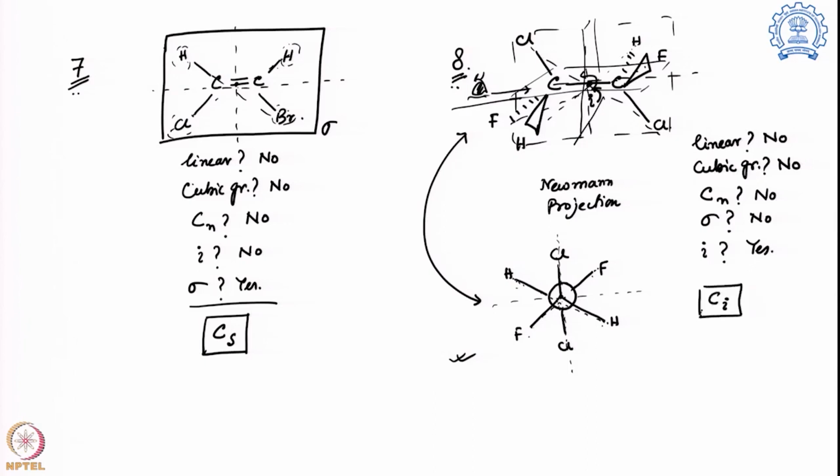So, that means yes, it has a center of inversion, and the point group will be Ci. So, I would suggest you take a look at this molecule on your own and try to visualize it, and then you can see properly that yes, there is a center of inversion at the midpoint between the CC bond.